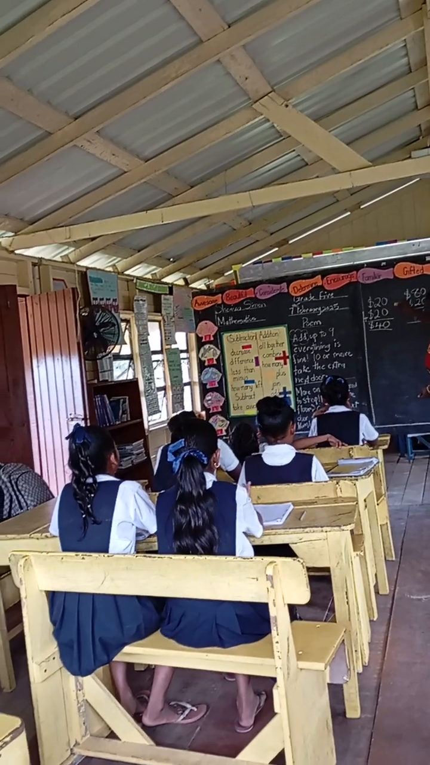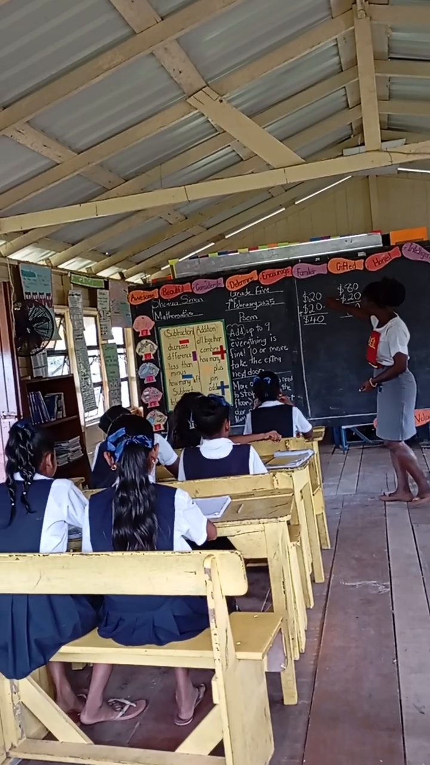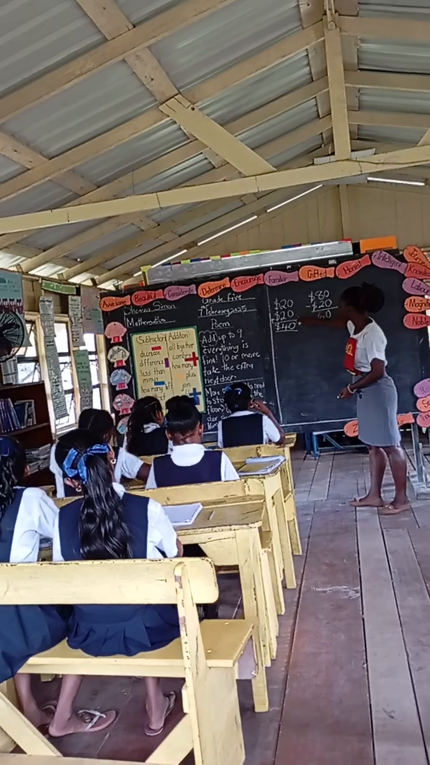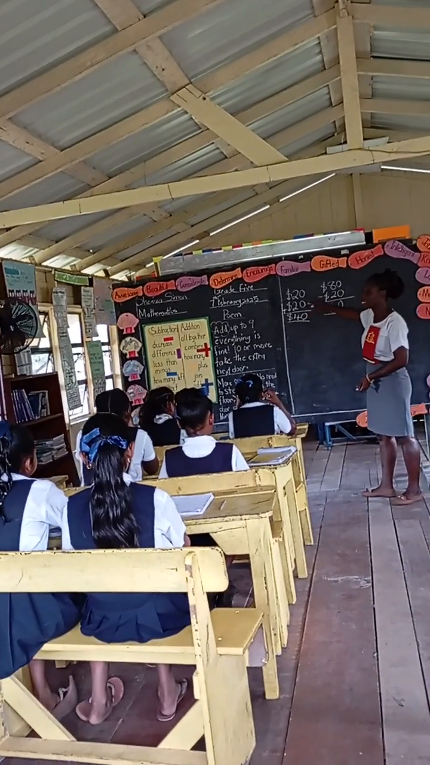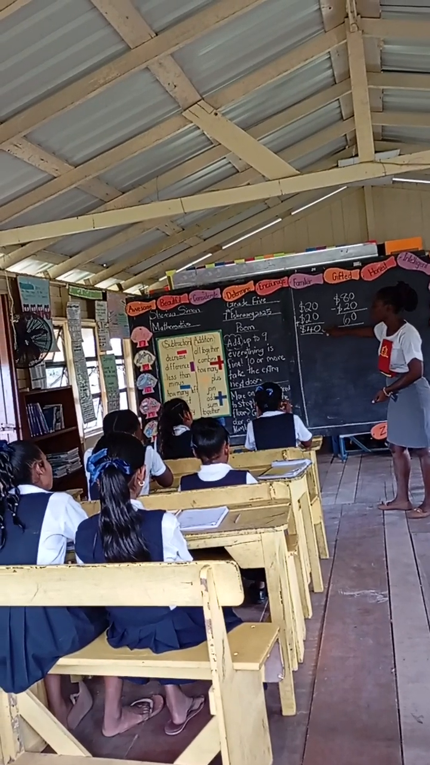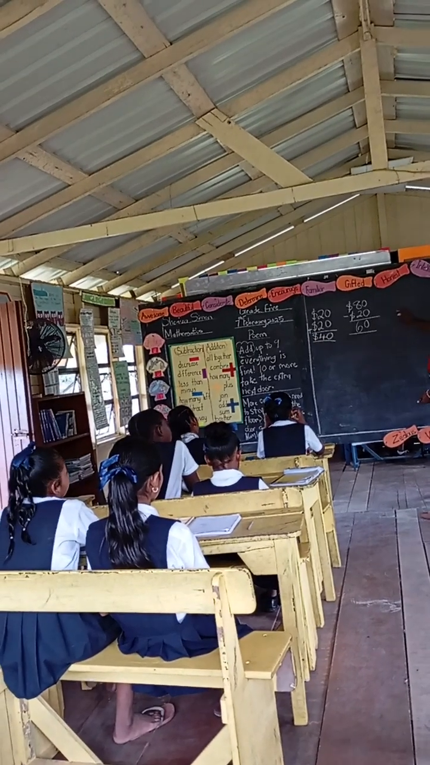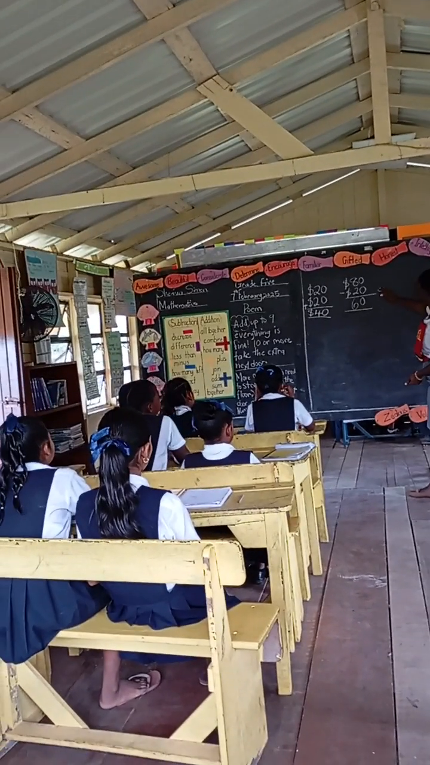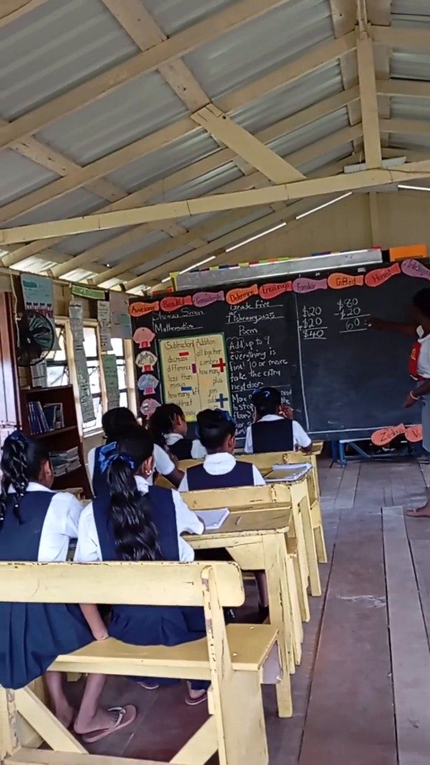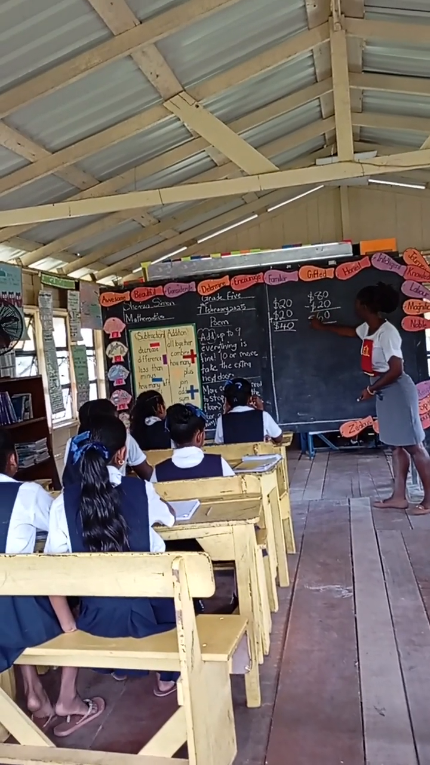What do we call this part of the sum? Addend. Addend plus addend is equal to our sum. Say it again. Addend plus addend is equal to our sum. Good. Minuend minus subtrahend is equal to the difference. Say it again. Minuend minus subtrahend is equal to the difference.